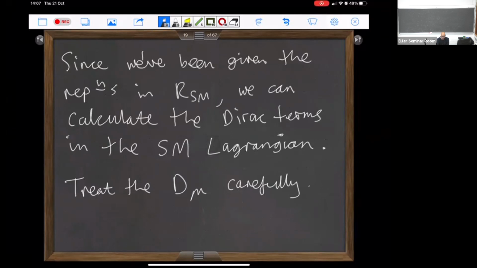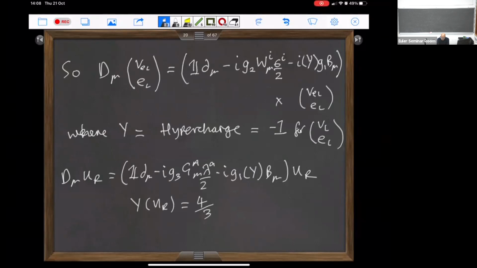So given that we've understood the generators, in principle, we can understand the 12 generators of the standard model gauge group. And now that we've been given the fermion representation, in principle, one can calculate the full Lagrangian. But in order to do that, one really has to just be careful with the covariant derivative. In other words, just pay attention to the definition. So here were a couple of examples.